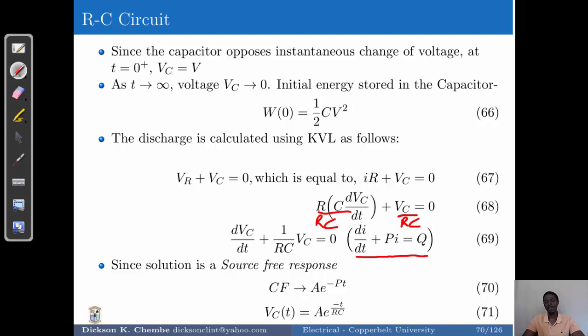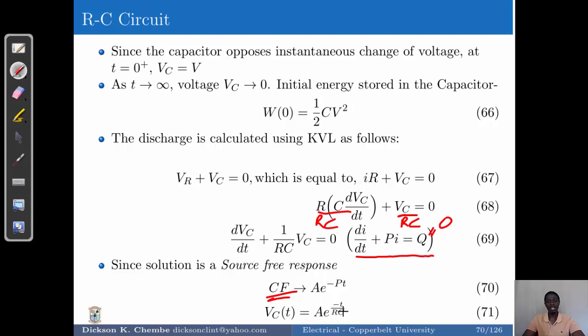So if you notice, this is the first order format of a differential equation, and for the general solution to this, because the forced excitation is equal to 0, we are going to obtain simply a complementary function. The complementary function is going to give us, with any letter used here, A e to the power minus pt, and so the voltage across the capacitor as a function of time is going to be equal to A e to the power minus t over RC.